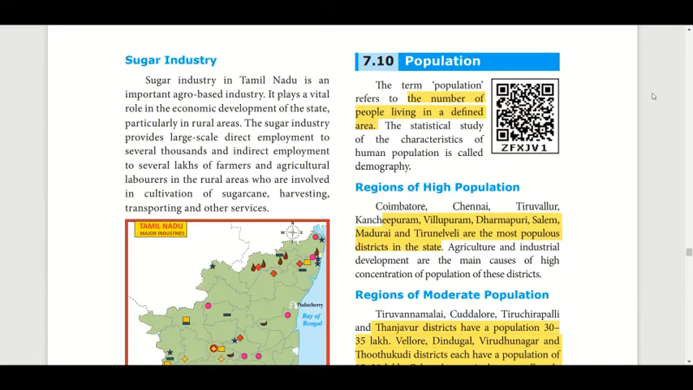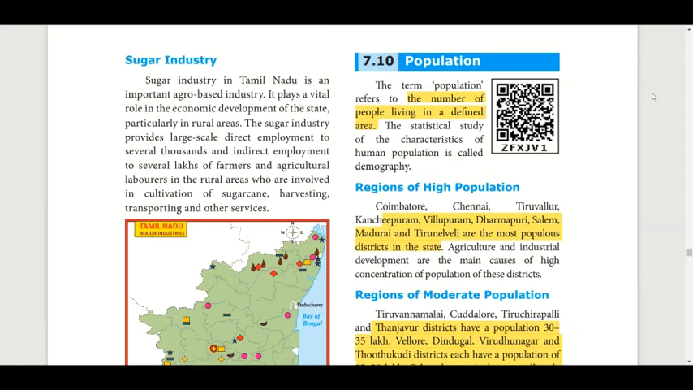So already you have discussed industries and agriculture, isn't it? Today mainly we are going to discuss population. You know what is meant by population? Yes, it's nothing but the number of people living in a defined or particular area. In GK you might have studied that India is ranked second in population, isn't it?